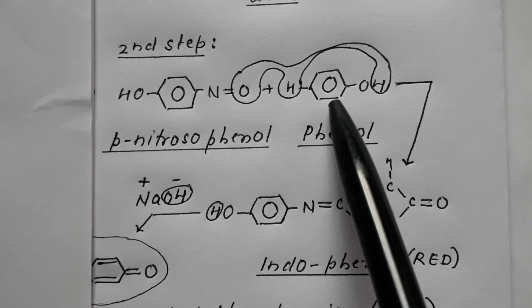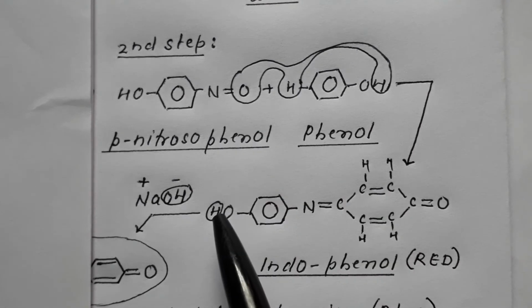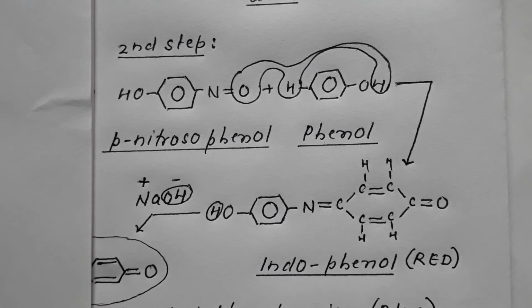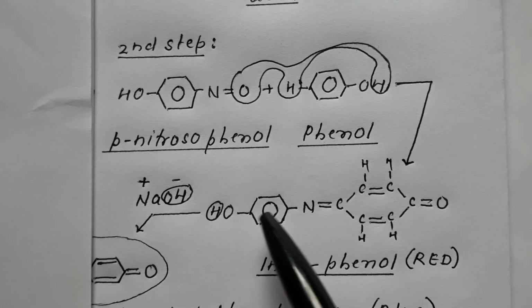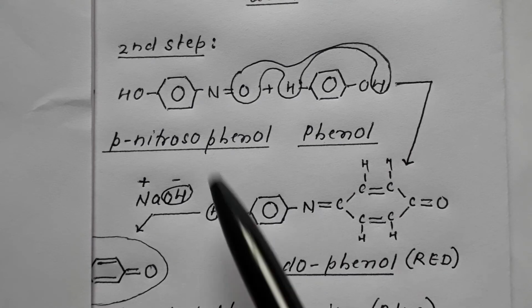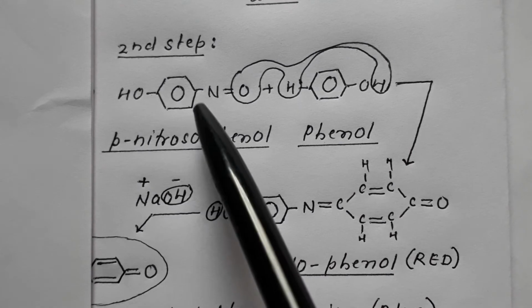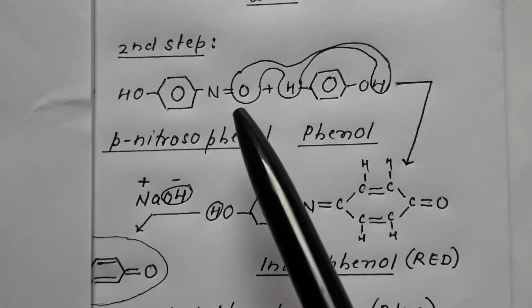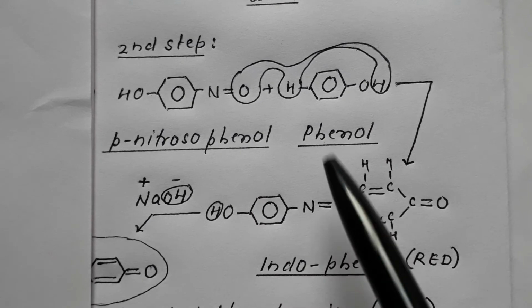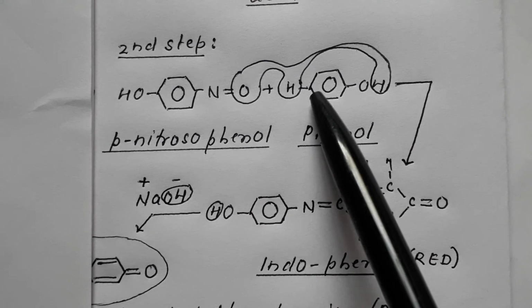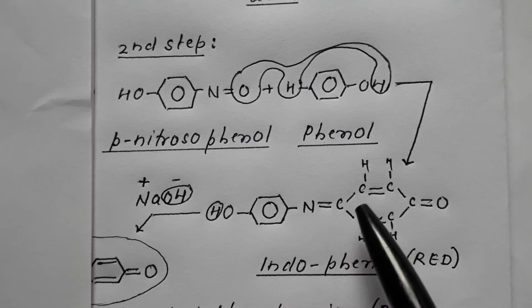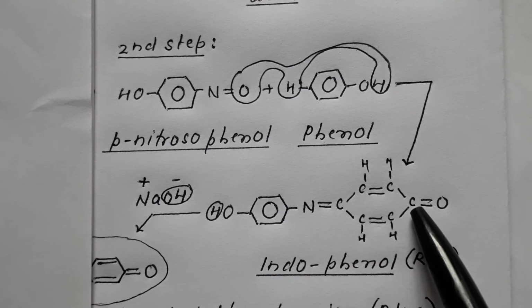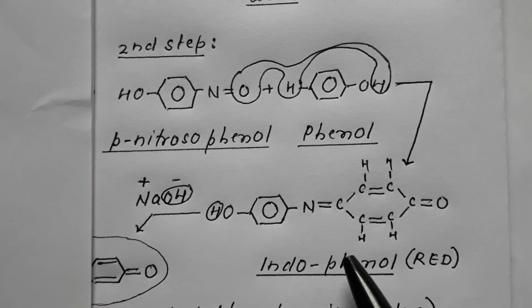This ring combines to the nitrogen through a double bond. So the resultant compound would be a benzene ring having OH, then at the para position, a single bond N, then there is a double bond, and now this is the carbon of the ring. So it is C1, 2, 3, 4, 5, 6.